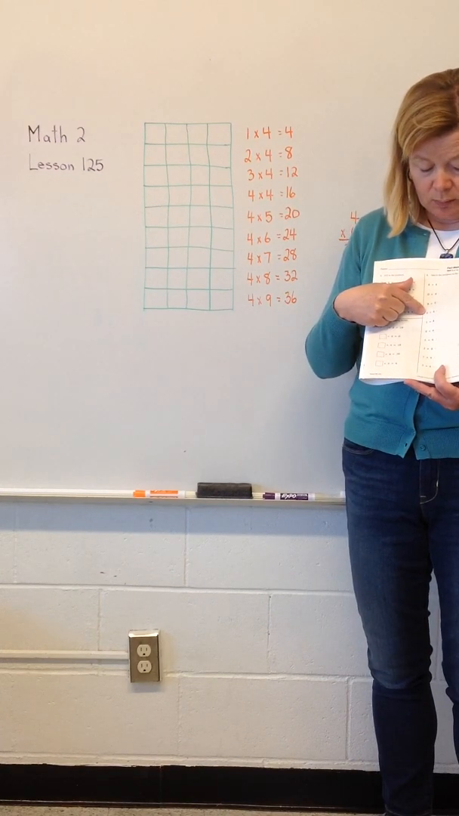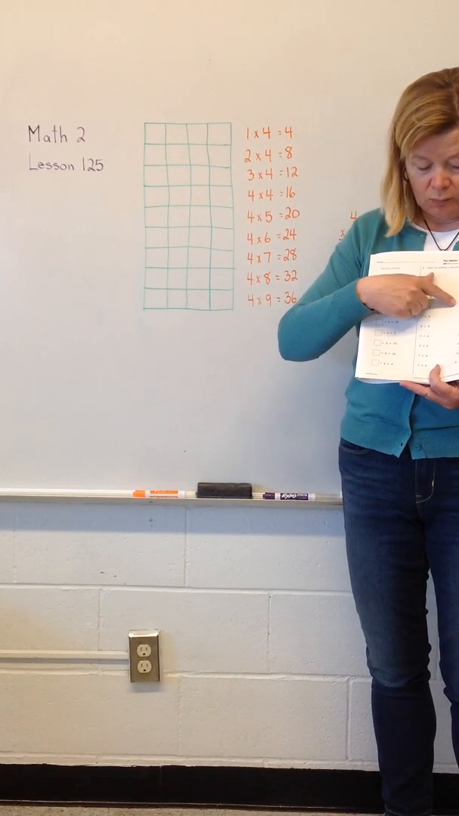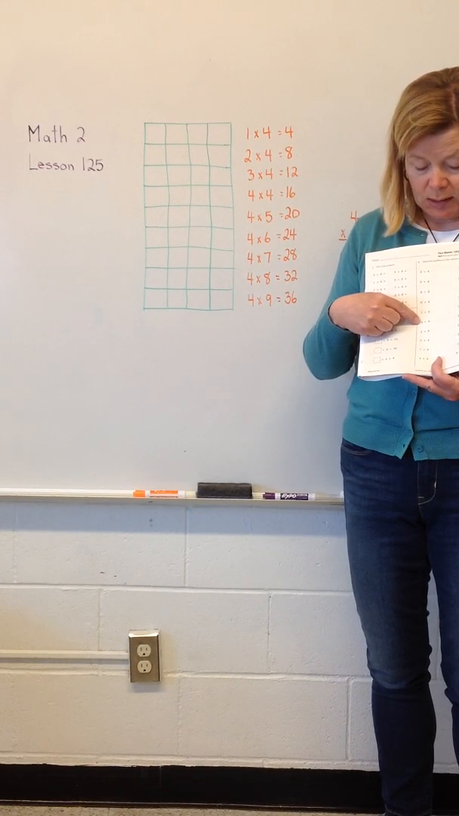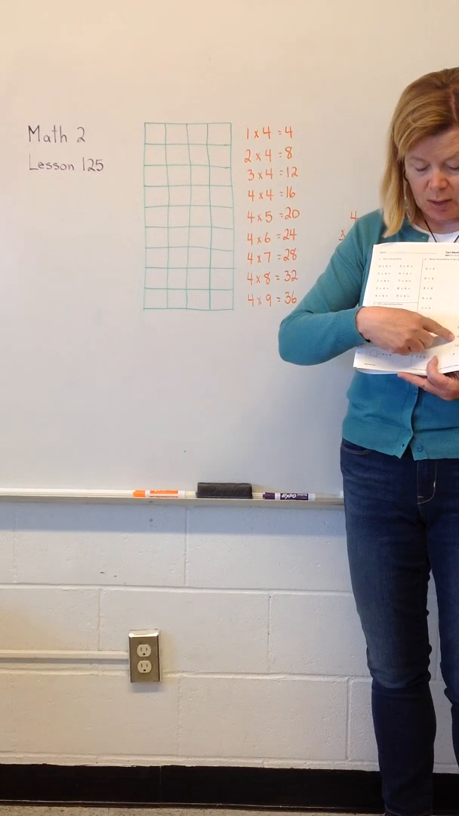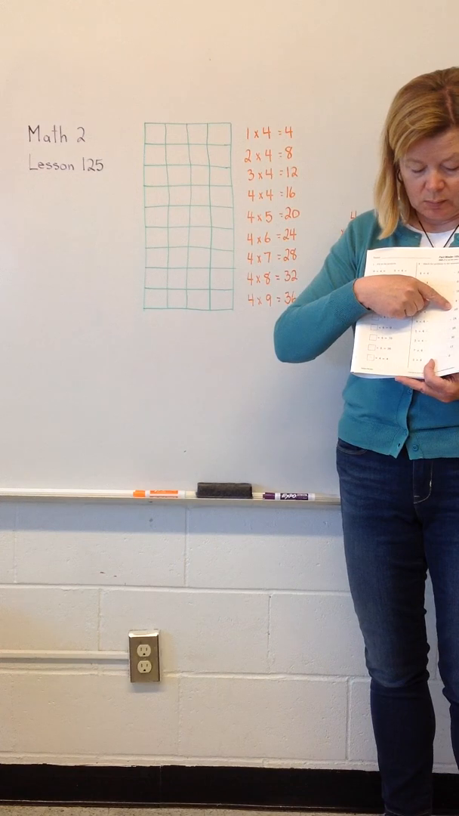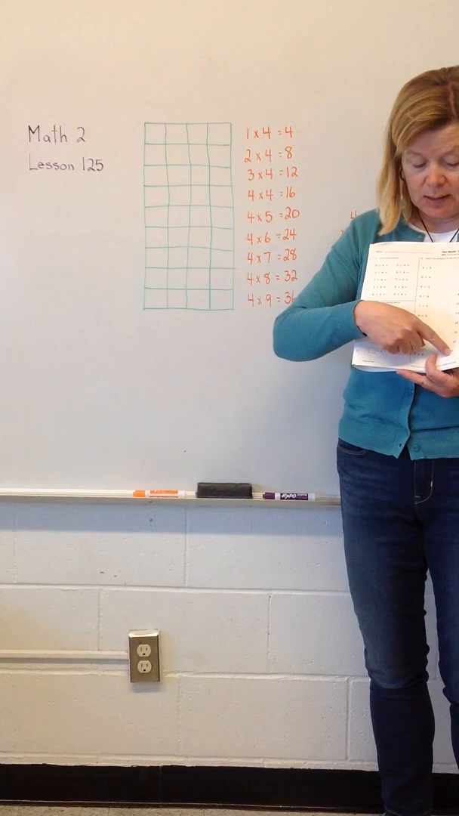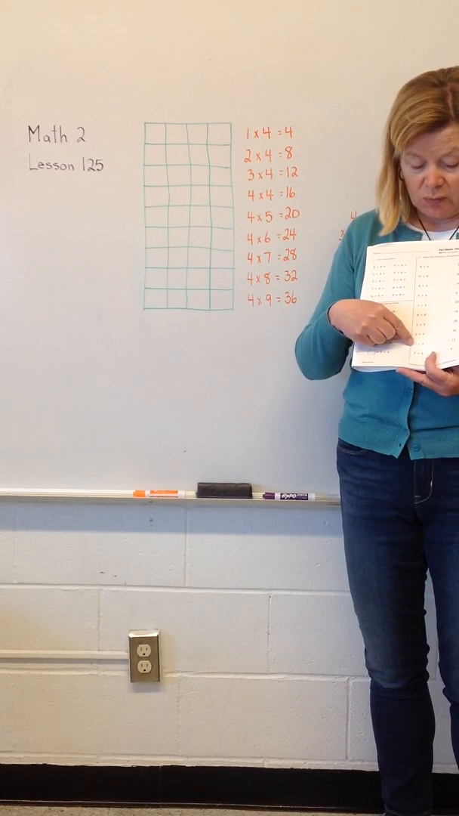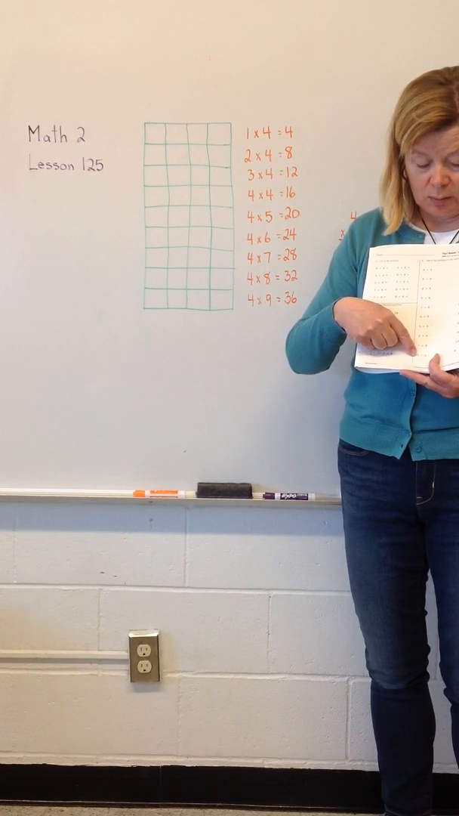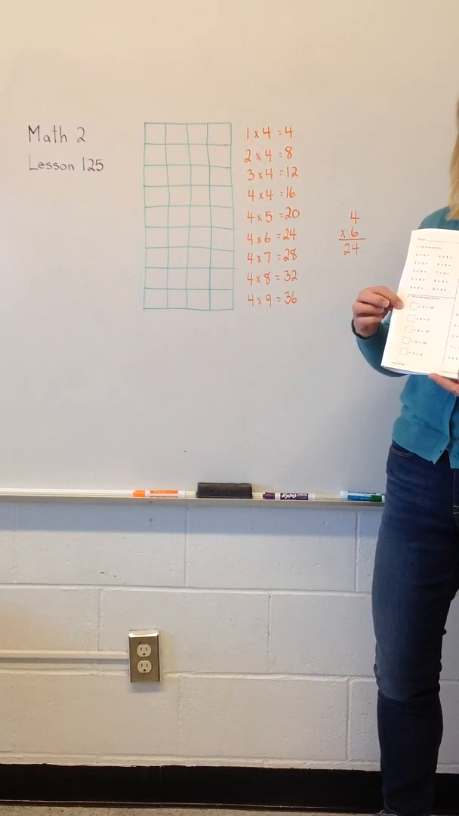6 groups of 4, 24. 1 group of 4, 4. 9 groups of 4, 36, it's down here, third from the bottom. 5 groups of 4, 20. 2 groups of 4, 8, it's the last answer. 7 groups of 4, 28, and 3 groups of 4, 12. Are you there? Okay.